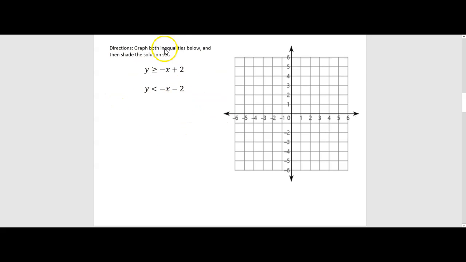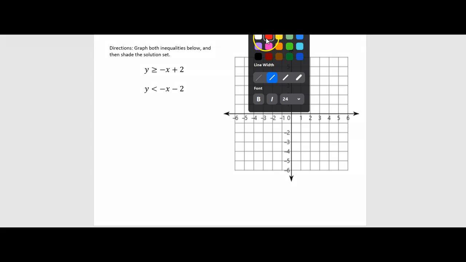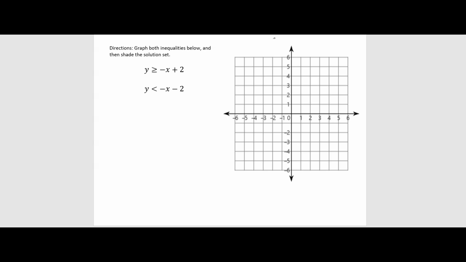Pause the video, graph these two inequalities on your own, do the shading, and think about what the solution set would look like. Okay, so let's graph the boundary lines first. We have y is equal to negative x plus 2, y-intercept being positive 2, slope negative 1, and our boundary line is solid.